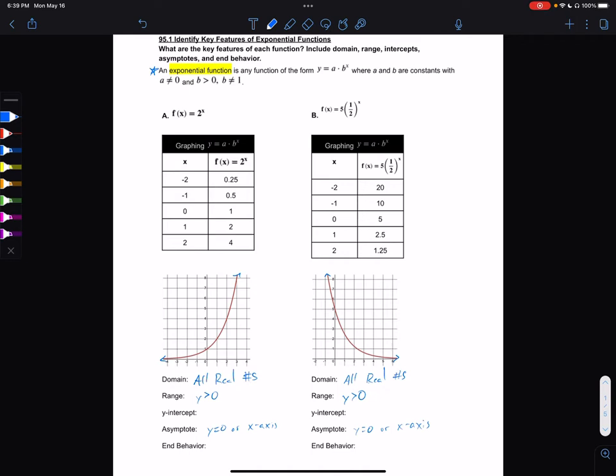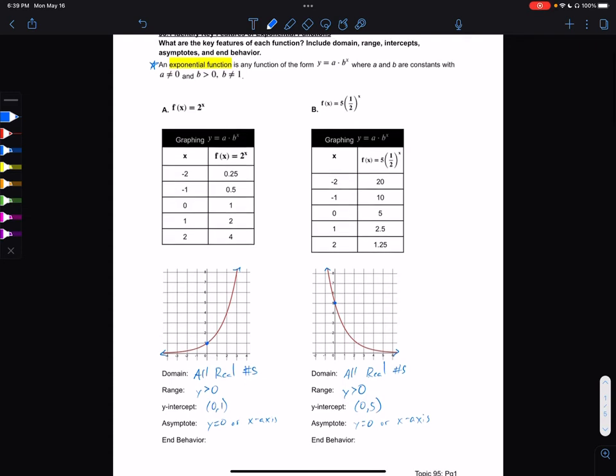Okay, so let's go back to the y-intercepts. Y-intercept is nothing new. You're just looking for where it crosses the y-axis. In this first example, that would be y is equal to 1, or the coordinate point 0, 1. And in the second example, we have 0, 5. You should have no trouble by now finding a y-intercept on a graph.